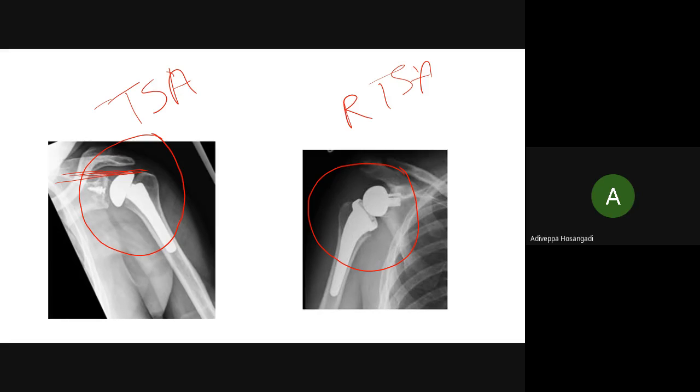So if this is functional, you do total shoulder arthroplasty. But if there is a tear of the supraspinatus, an irreparable rupture, which has already gone on to shoulder arthritis, at that time you have to do reverse total shoulder arthroplasty. Just remember this. I will not go into detail. This is not at this level.